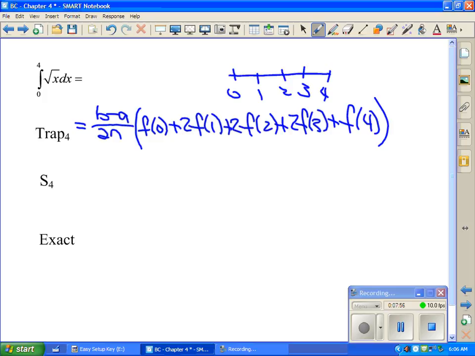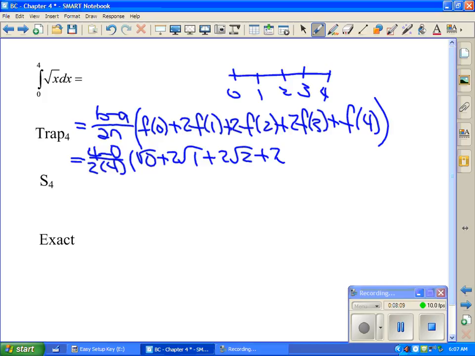So if we set this up with our integral here, this would be 4 minus 0 over 2 times 4, square root of 0 plus 2 square root of 1, 2 square root of 2, 2 square root of 3, and then just square root of 4 at the end. So that was the trapezoid formula.